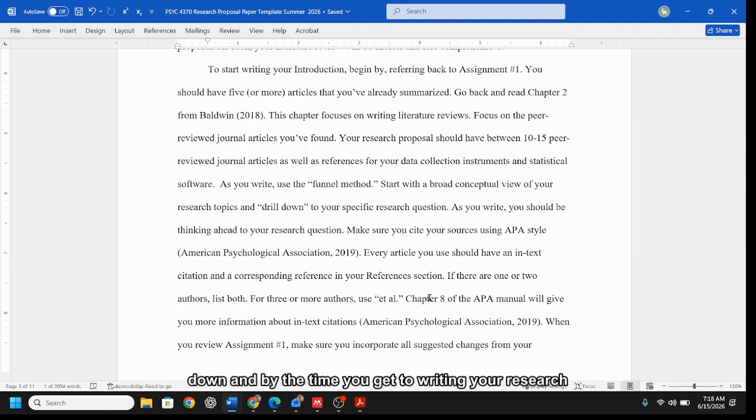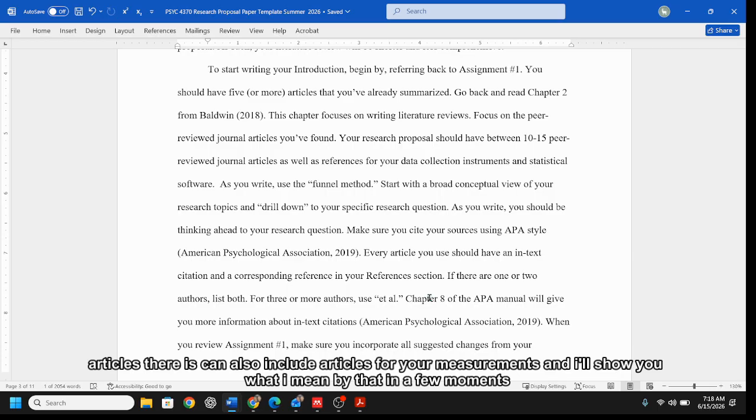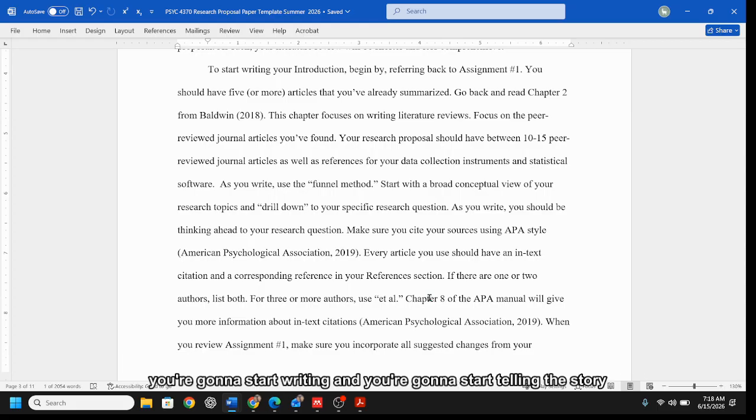And by the time you get to writing your research paper, you should have built up about 10 to 15 research journal articles. Those can also include articles for your measurements, and I'll show you what I mean by that in a few moments. You're going to start writing, and you're going to start telling the story of why you want to study this particular research topic.